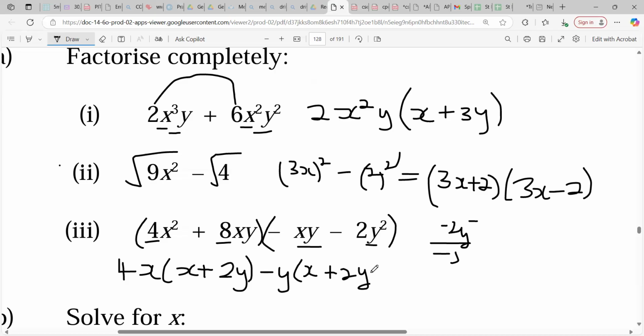Very nice question, CXC. Very nice question. All right, let's write the final answer. Of course, I'm just going to erase this because I don't want persons to get confused.